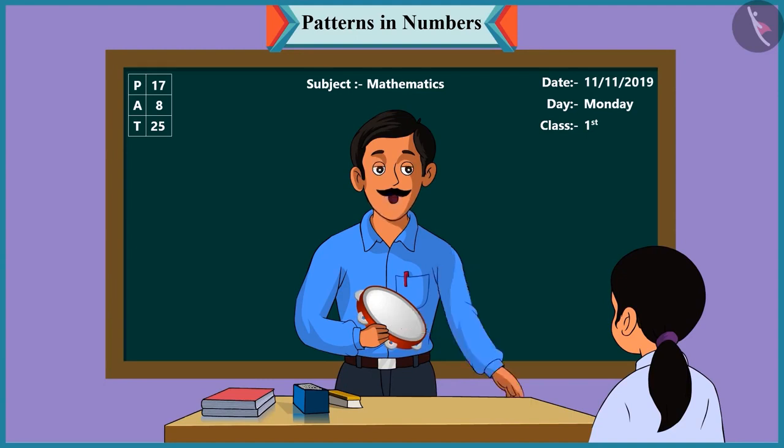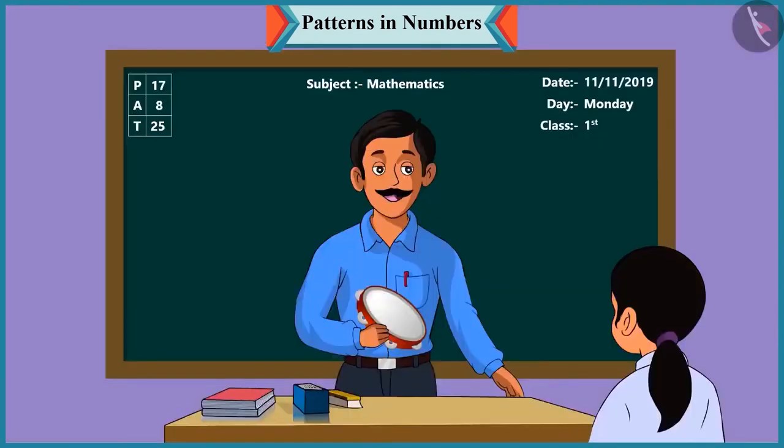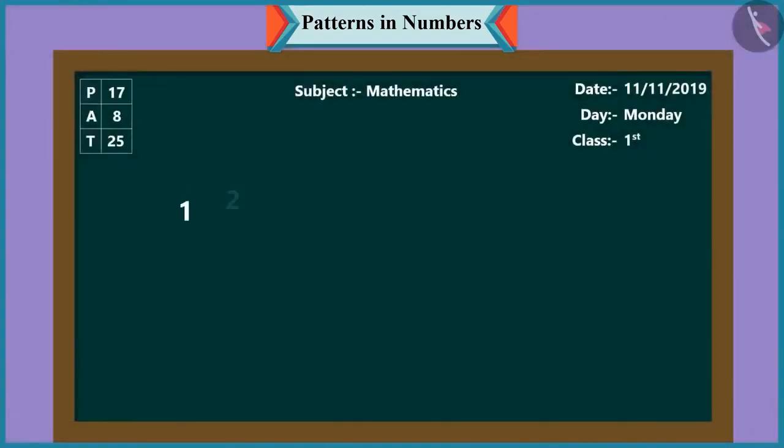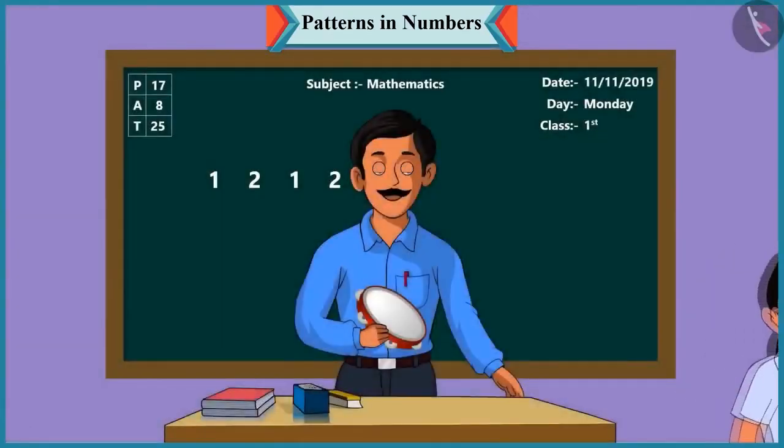Now tell me, Chutki, how many times did I play this tambourine? You first played the tambourine one time, then two times, one, two, one, and two. At that many times you played. Well done. Yes. So children, I played this tambourine one, two, one, two, one, two times. So look, this has become a number pattern.